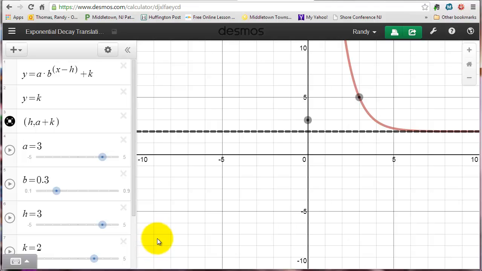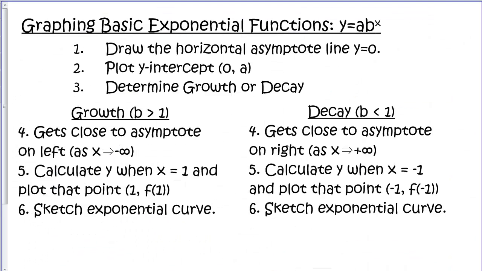So let's look at now doing graphs on our own. So I'm going to do it in 2 steps. We're going to first start with just the simple exponential model, and then we'll do one with translations. So when we're doing our simple model, we'll want to start out and draw our horizontal asymptote. For the simple model, it's always going to be the x-axis. And we'll plot our first point, which will be the y-intercept, which will be 0, comma a, so our a value. We'll then look at growth and decay.